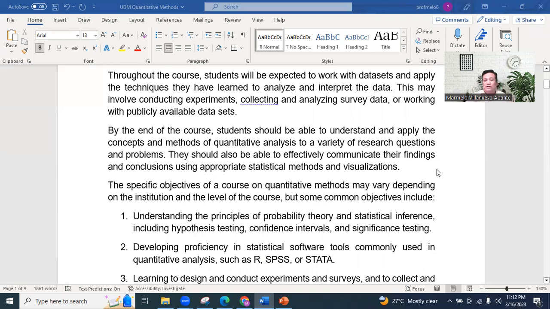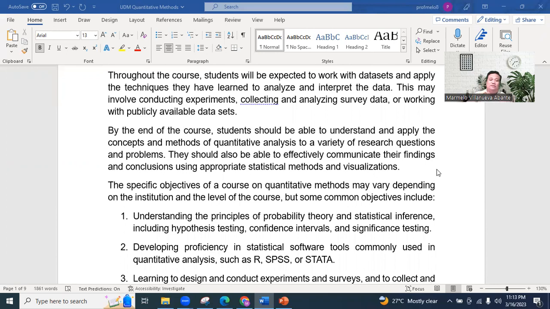So by the end of the course, the students should be able to understand and apply the concepts and methods of quantitative analysis to a variety of research questions and problems. And they should also be able to effectively communicate their findings and conclusions using appropriate statistical methods and visualization.